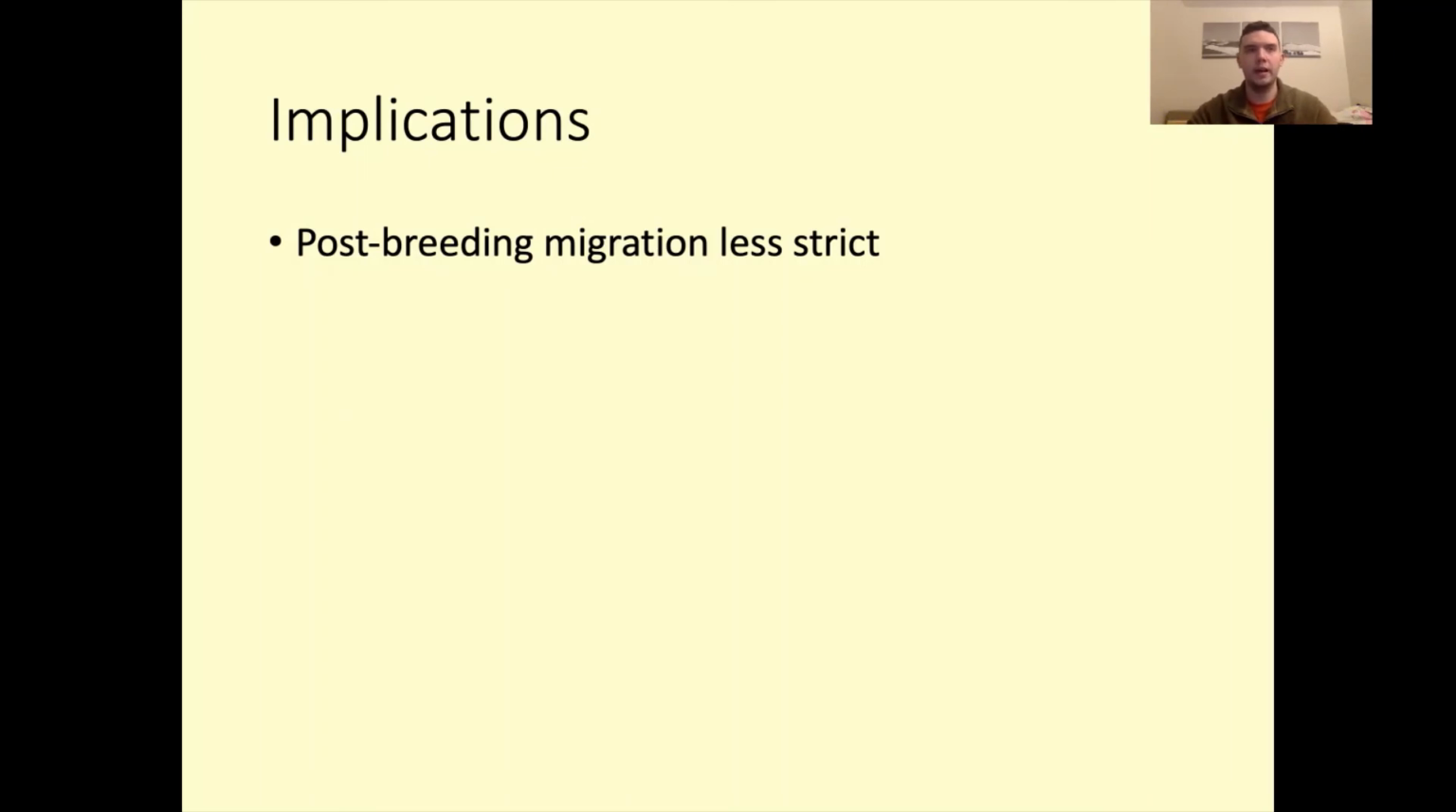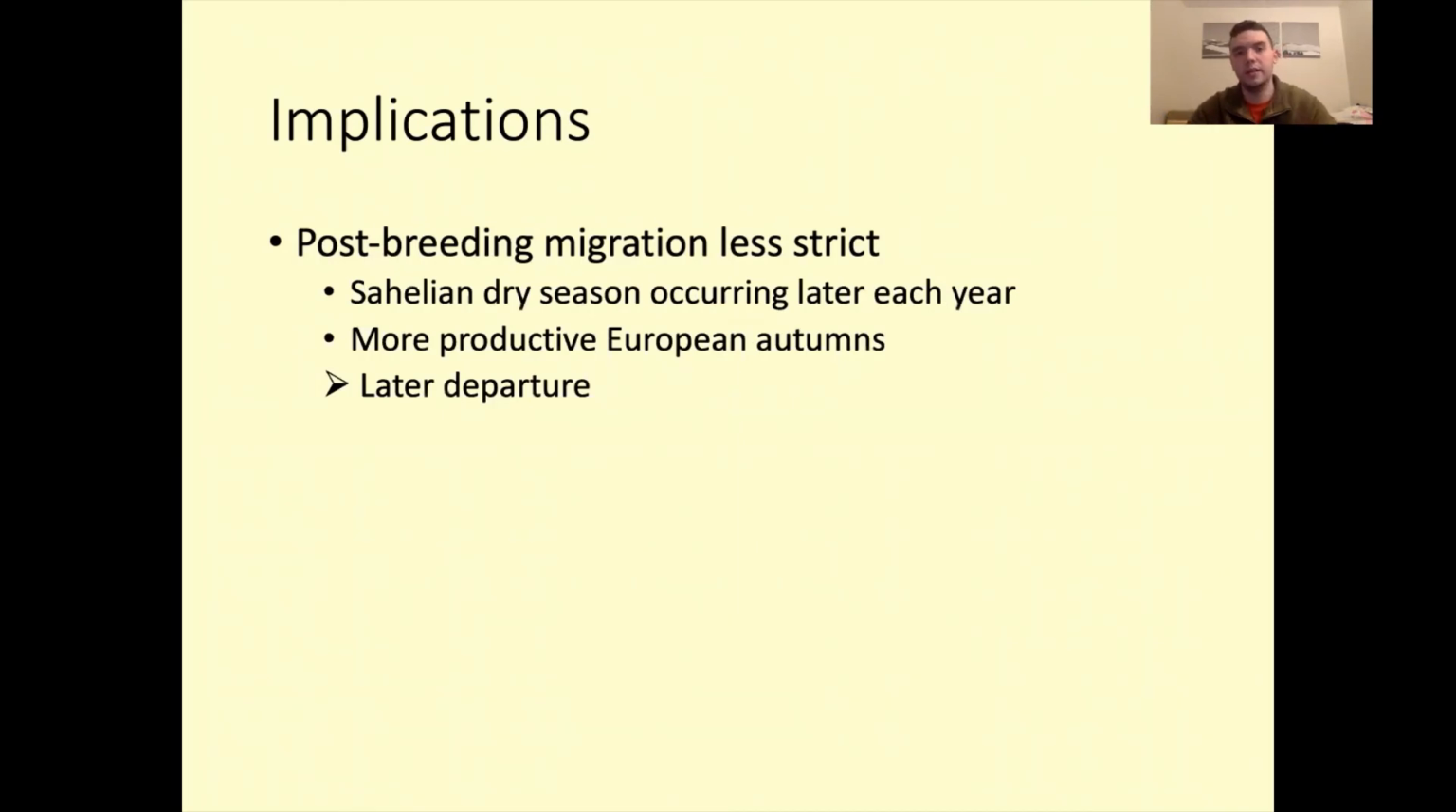It's maybe possibility for species to linger in Europe longer. It's not quite as strong of a selection pressure. What we found was that the Sahelian dry season is occurring later each year, and that's a pattern that's stretched back to the middle of the last century, and that appears to have allowed species to linger within their breeding areas for longer each year.